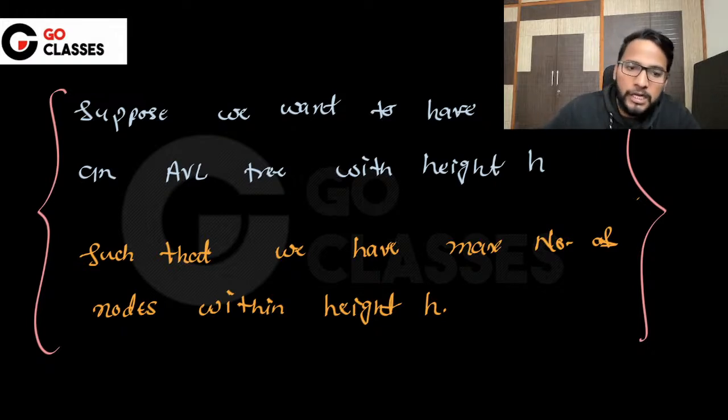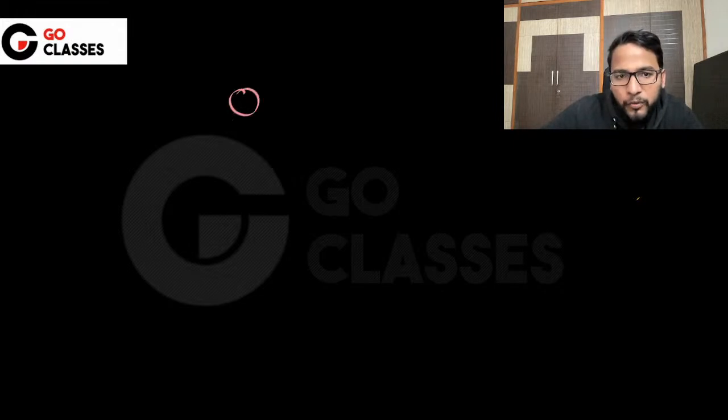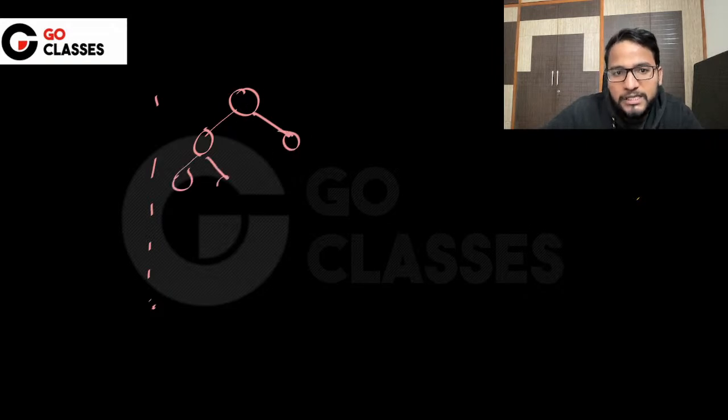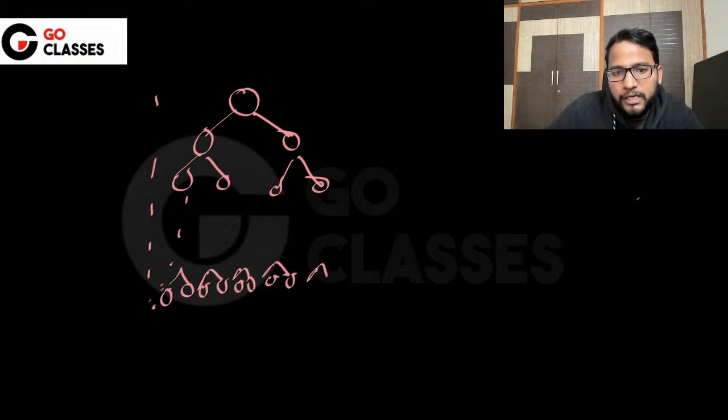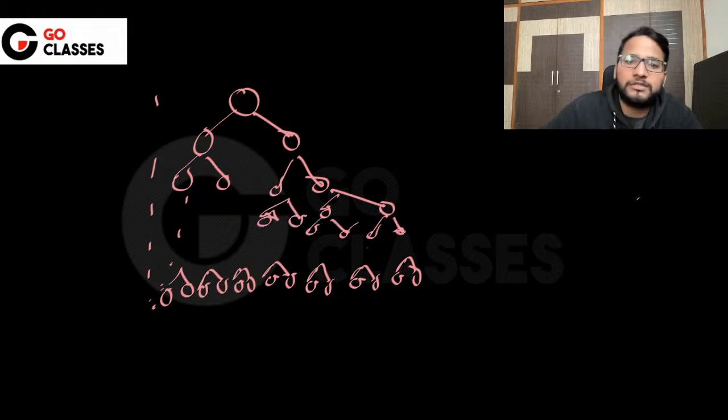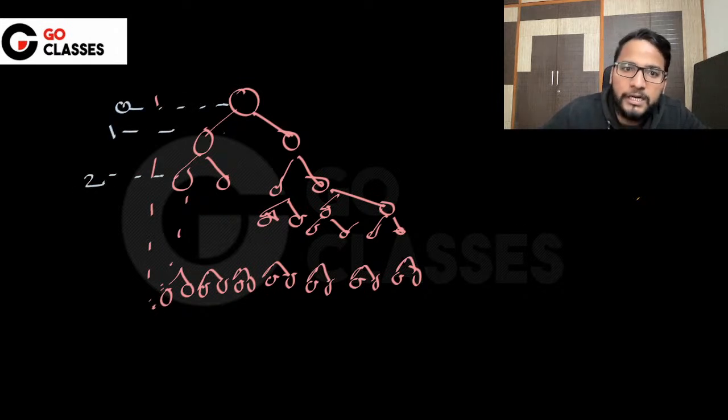You will say that if there is a height h, and you want to have the maximum number of nodes, then each level should be full, right? Each level should be full. So I will be making each level full, and then finally I will have an AVL tree which is like this. Each level is full, and finally I might have something like this. So what is the maximum number of nodes that you can have within height h? This is the height h, means this is 0, this is 1, this is 2, and this is height 1, height 2. I think this will be height h, right?